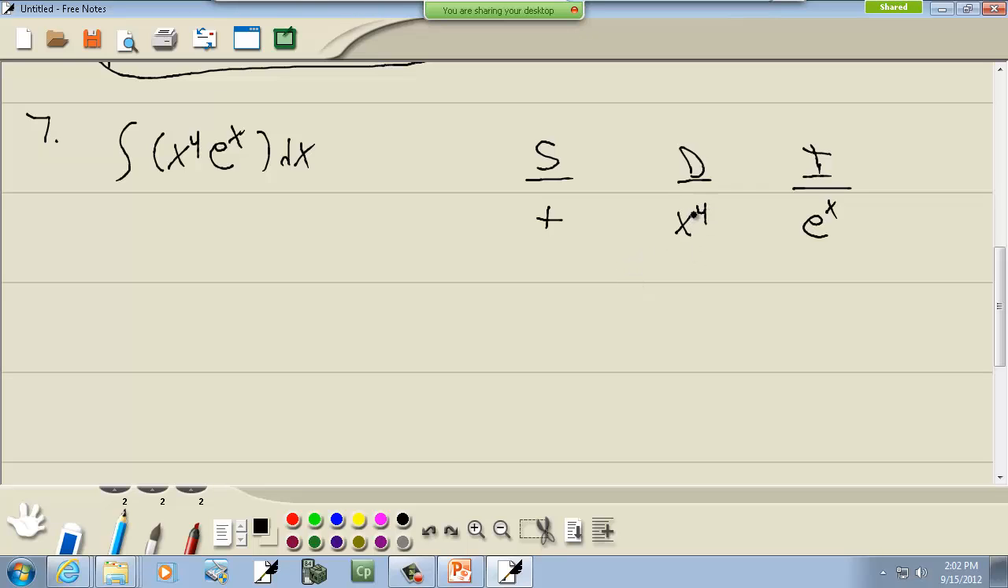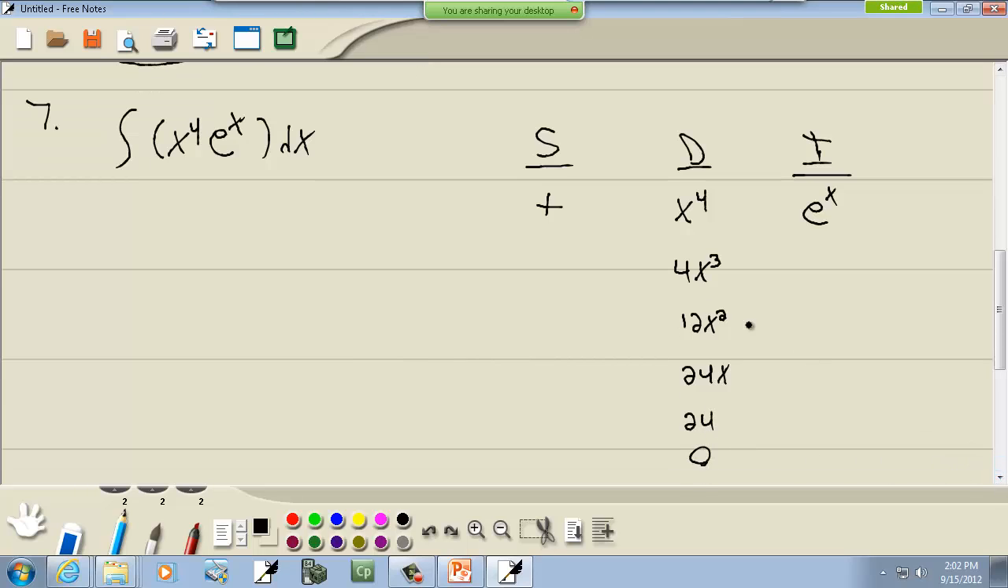Well, with the derivative column, it starts out with x to the 4th. We keep taking the derivative. So this would be 4x to the 3rd, 12x squared, 24x, 24, and 0. Now when do you stop? You stop when you get it down to 0. If it won't go down to 0, then you can't choose that for your derivative. Now signs alternate. That's plus, this will be minus, plus, minus, plus, minus.